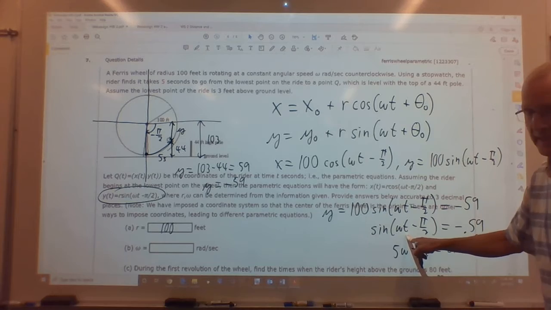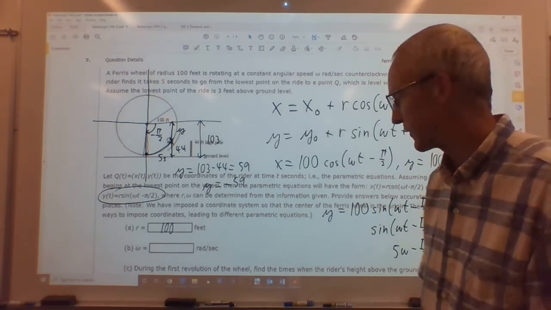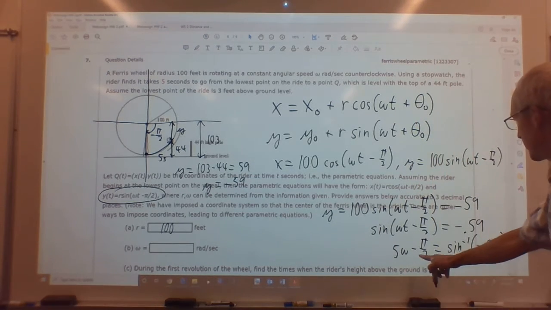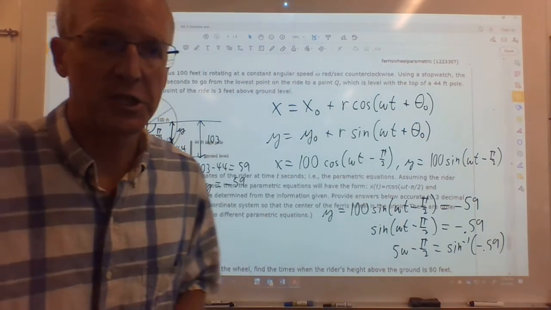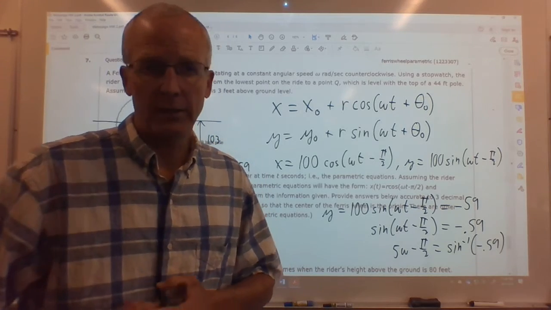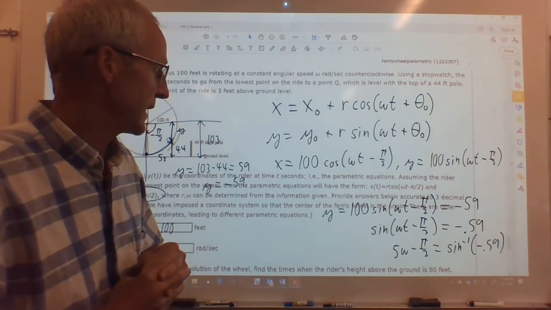We know that seconds, so after 5 seconds, okay, we know that. So the only thing we don't know here is omega. Put the pi over 2 over here, take the inverse sine of negative 0.59. Make sure you have your calculator in radian mode. If you don't have it in radian mode, you're going to get messed up.